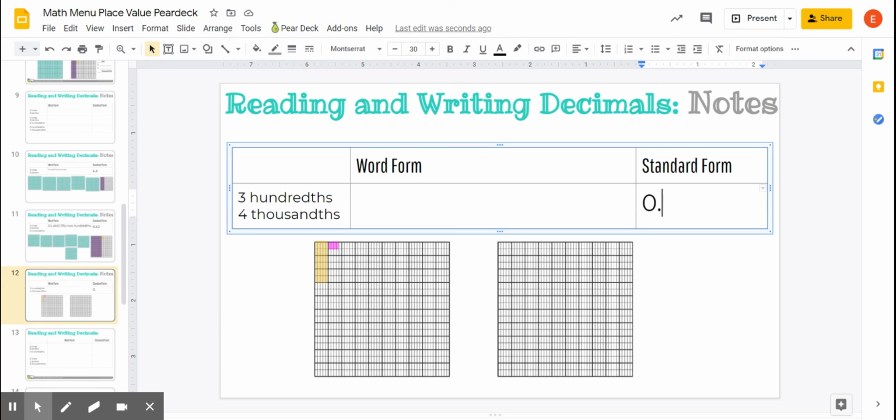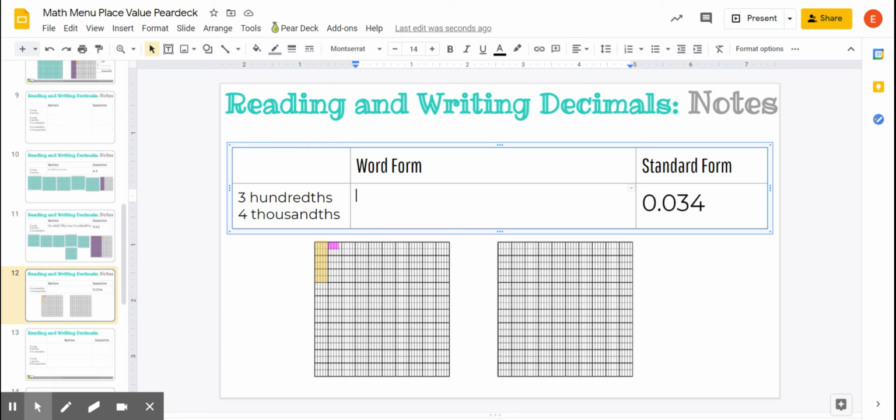If I'm looking at this model, do I have any tenths? Nope, I don't have any tenths. So what are we going to put in place to hold the place of the tenths to show there are none? Yes, we're going to put a 0 there. All right, and then we have 3 in the hundredths place. We have 3 hundredths, and we have 4 thousandths. So in the thousandths place, I have a 4, and we can see that in our model.